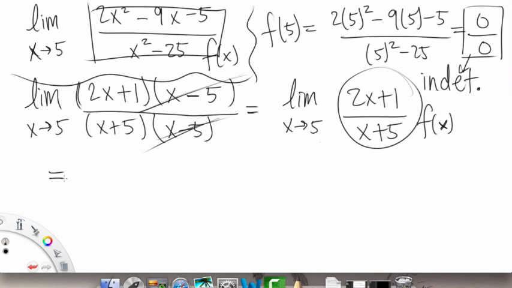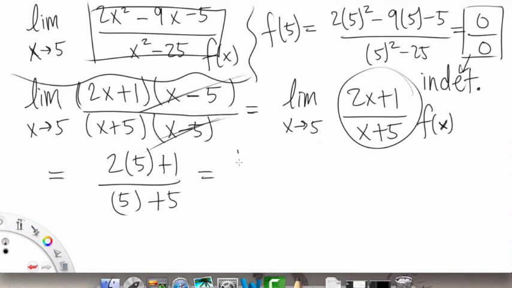So let's just plug that in. All we have to do is 2 times 5 plus 1 over 5 plus 5. So we get 10 plus 1, that would be 11, and then over 10. And this gives us a determinate form, or a determined form, which doesn't involve zeros or infinities. Okay? So that's it for that problem.